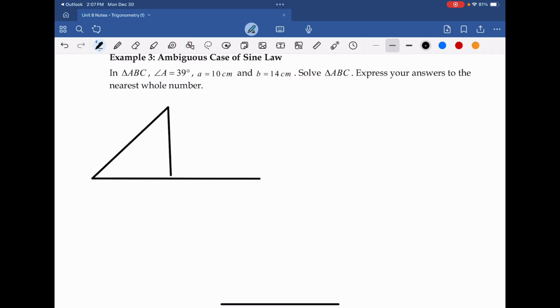Then we're going to label our vertices just as we've done before. So A, C, and then we don't know where B is, so we just have to let that sit for a second. We're going to fill in as much information as we can. So this is 39 degrees. The opposite side is going to be 10 centimeters, and then this one is going to be our 14 centimeters. Again, we don't really know where B is because we don't know how many solutions there are. There could be one, there could be two, there could be none.